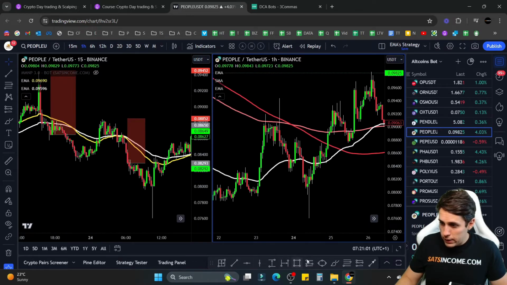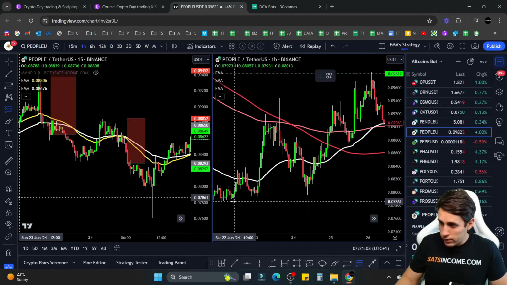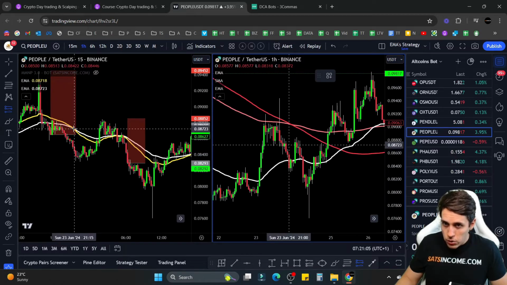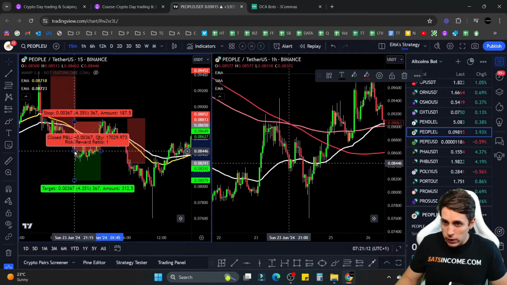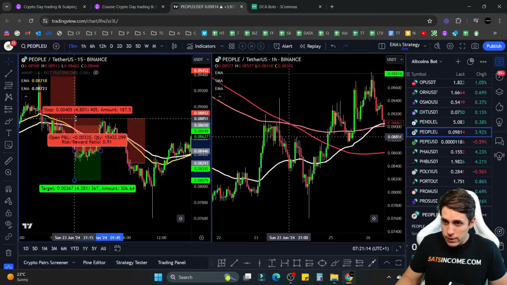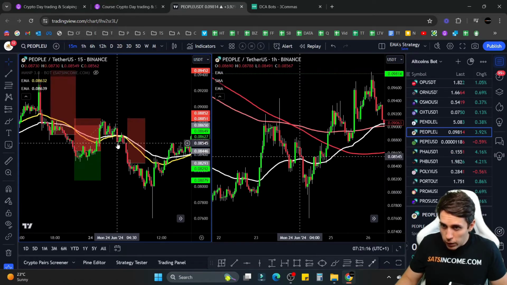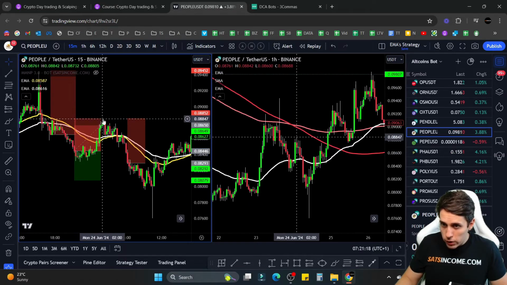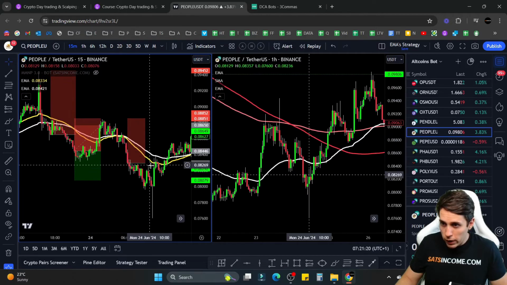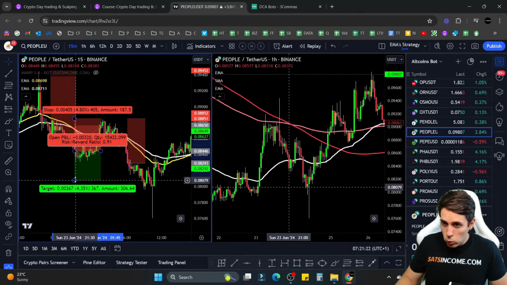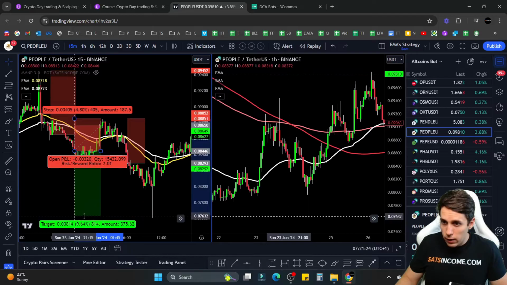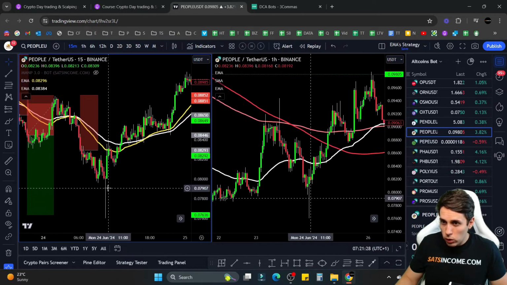And let me see, where is the good old 2? So entry right here on this candle, stop loss above this. Did we get an exit? Actually, stop loss didn't really get hit, but it was very close. Let's see, 2 to 1 reward to risk. And that's a decent trade if you took 2 to 1 reward to risk.